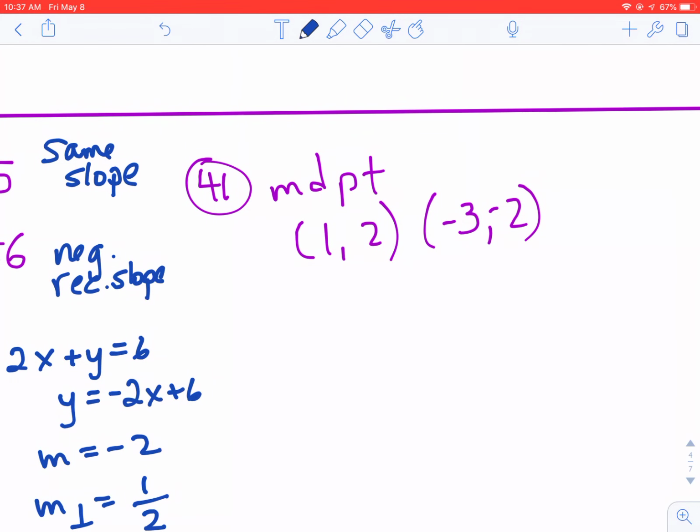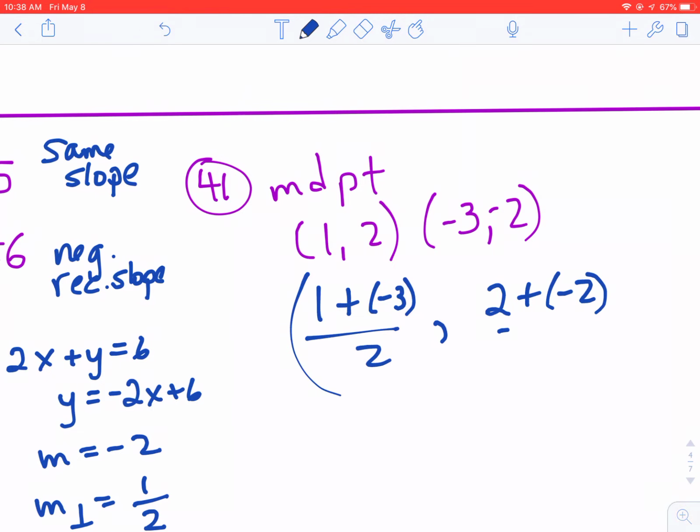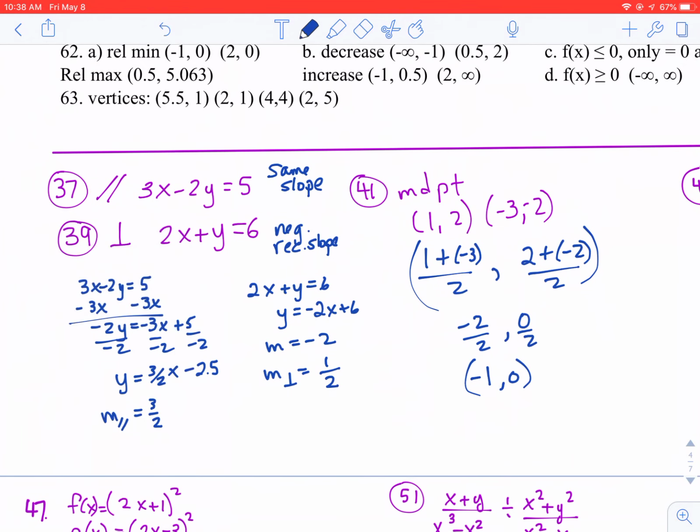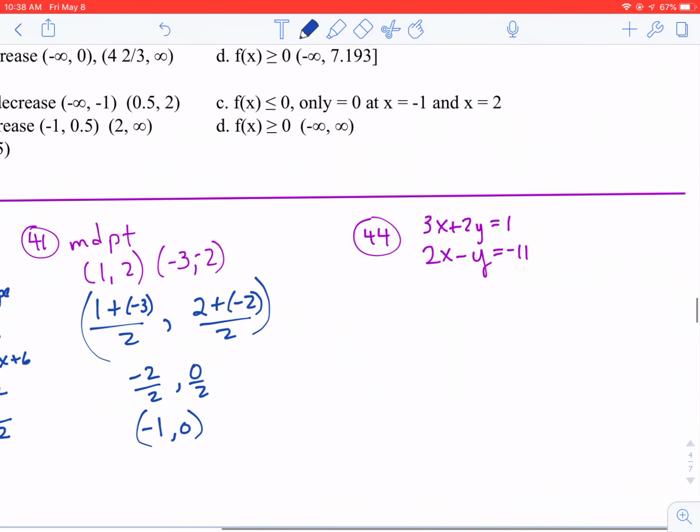Midpoint, remember we take the averages. So 1 plus negative 3 divided by 2, and 2 plus negative 2 divided by 2. So that makes negative 2 over 2, comma 0 over 2. So it looks like the midpoint is negative 1, 0. You can graph those on graph paper and you'll see that those are in the middle also.